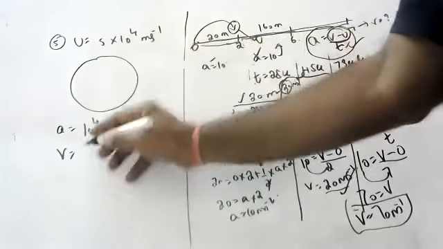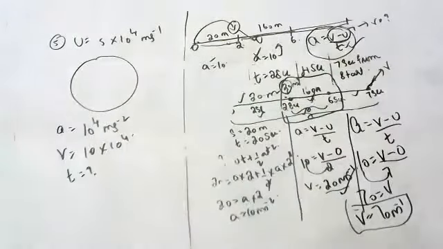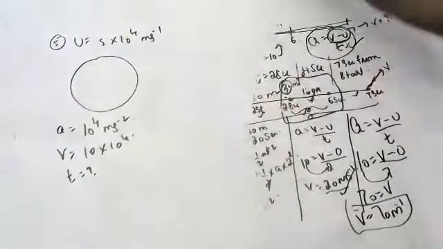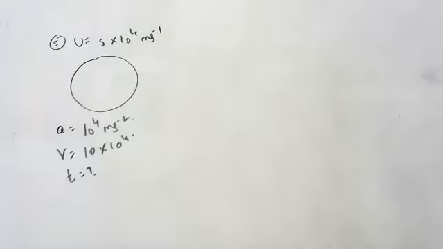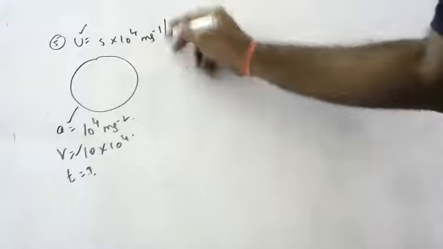Double of its initial velocity means 10 into 10 to the power of 4. In which time will it happen? Srini, yes sir. Initial velocity is there, final velocity is there, acceleration is there. I want time. Can we find it?